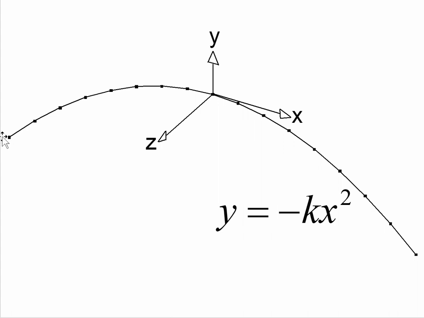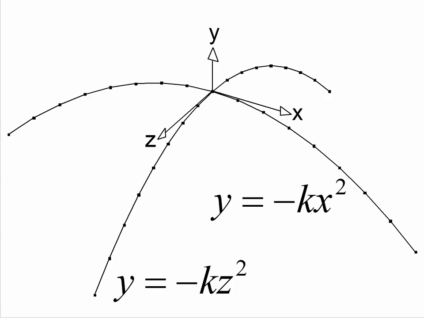In this particular coordinate system, it's y equals minus kx squared. I want to remind everyone that x and z are defining the horizontal plane, and the y-coordinate is vertical, which is the standard way for laying out coordinate systems in structural analysis software. We can duplicate and rotate that parabola through a 90-degree angle to produce the second parabola. So we started with this one. We duplicated and rotated it 90 degrees.